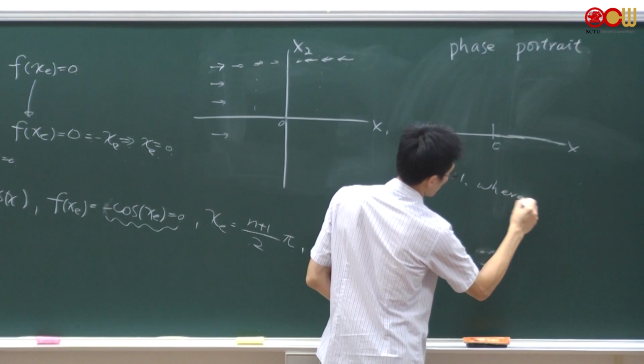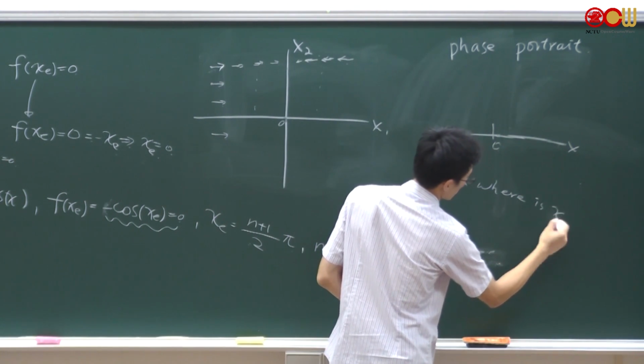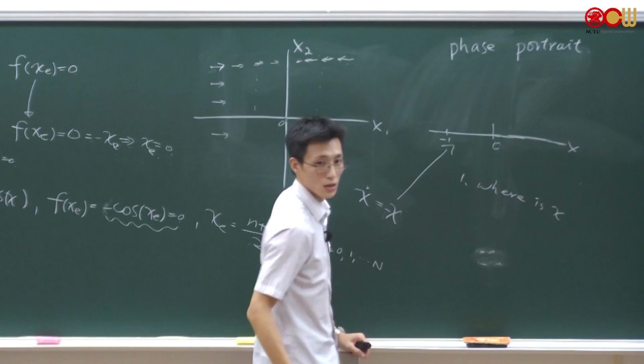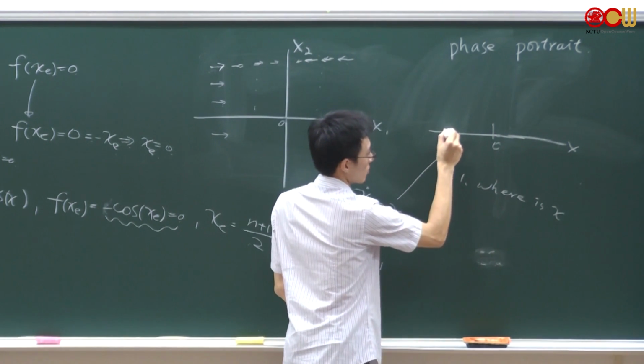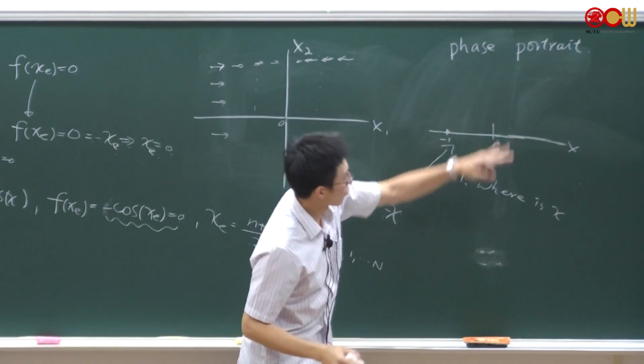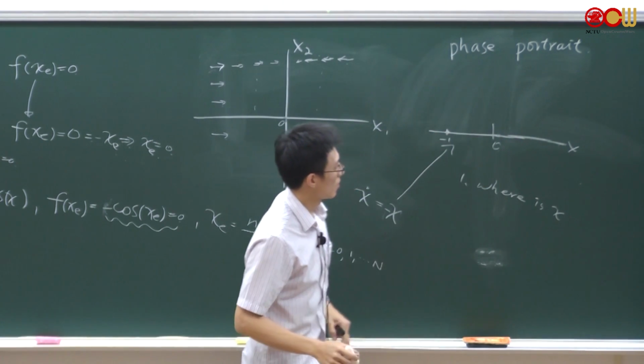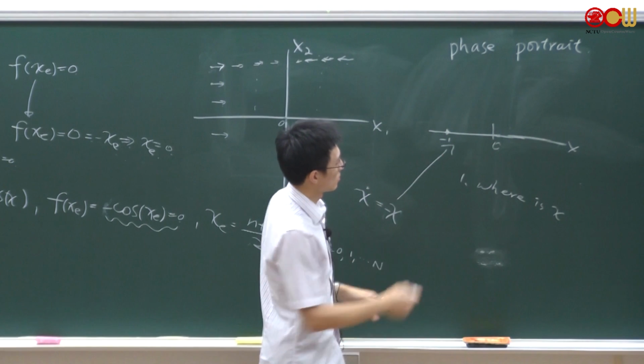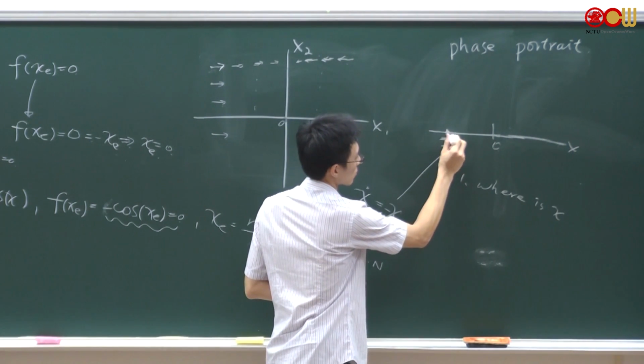where x is. You can put anywhere. For example, if I put x minus 1 here, you're trying to determine the phase portrait. Every point on this axis, you can randomly choose any location first. Okay, let's say I choose minus 1.